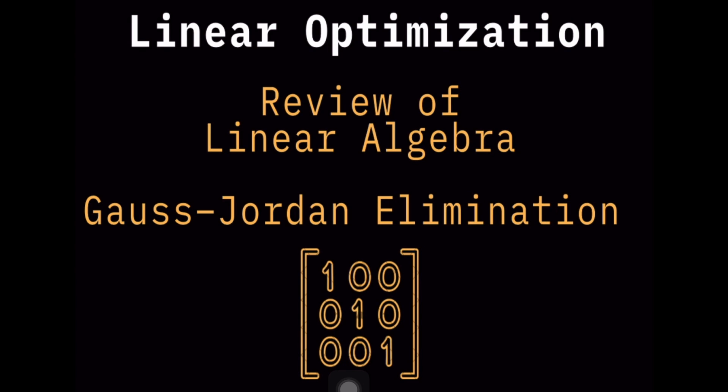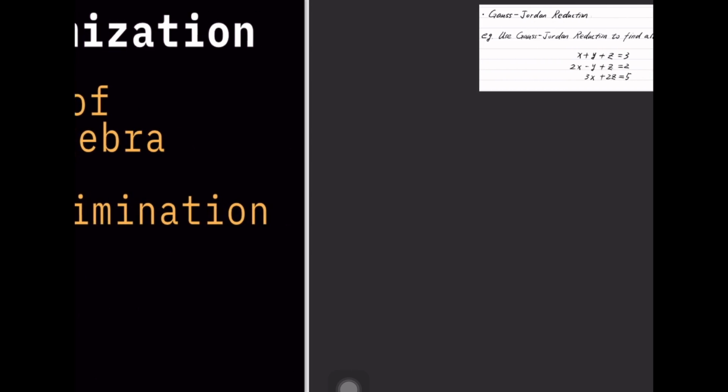Gauss-Jordan elimination. Let's get right into it. So here we have a problem that should feel pretty familiar for many of you if you've studied linear algebra before. We're given a system of three equations: x plus y plus z equals 3, 2x minus y plus z equals 2, 3x plus 2z equals 5.